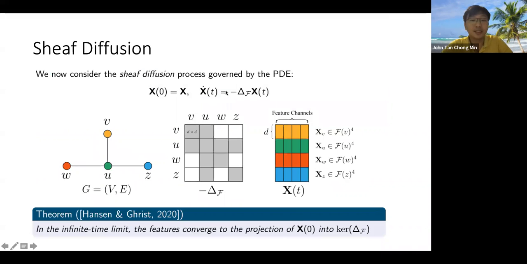So let's see. This is the Sheaf diffusion process I just described to you earlier. In the infinite time limit, this x0 will be projected into this kernel space of delta f. This is just the math properties.